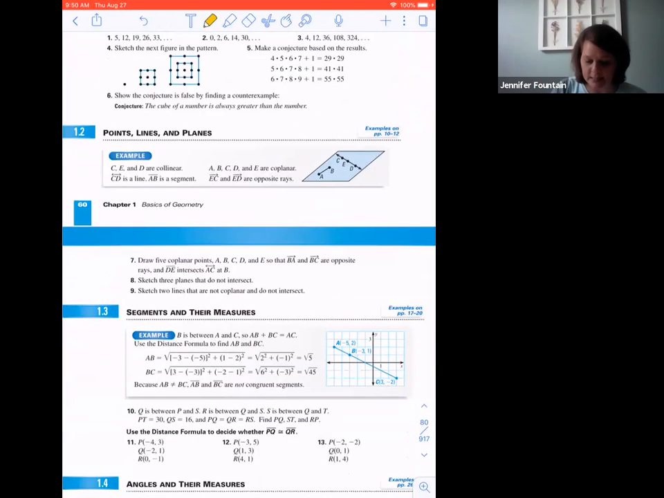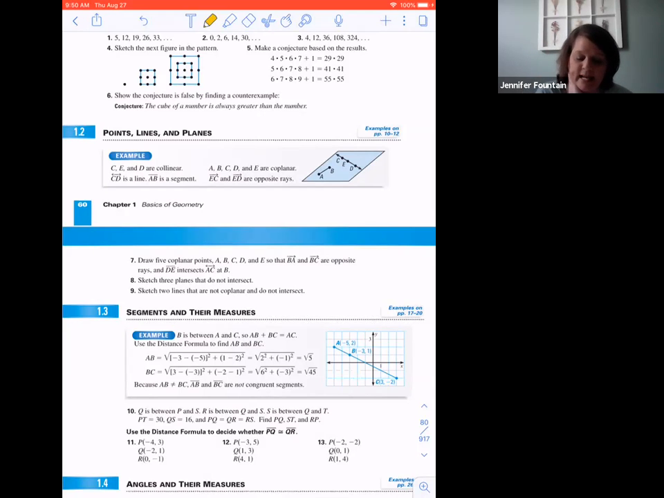Points, lines, and planes. So it says C, E, and D are collinear. We can see that they're all on the same line. Line CD is a line, AB is a segment. We can see CD has our arrows on the end, it forms a line. AB has 2 endpoints, so we can see that that is a segment.